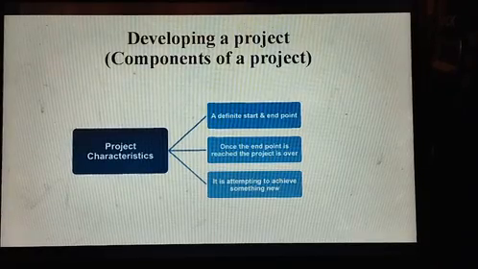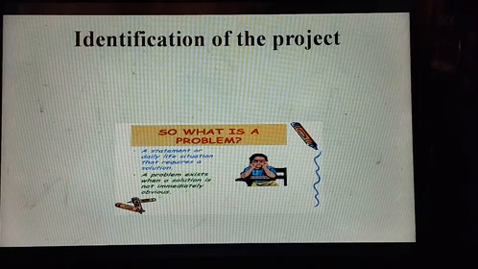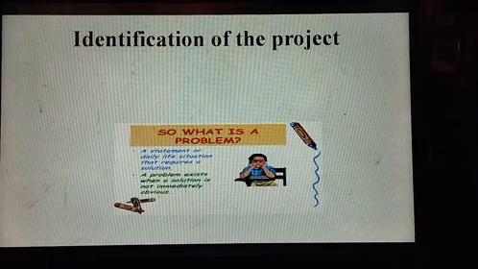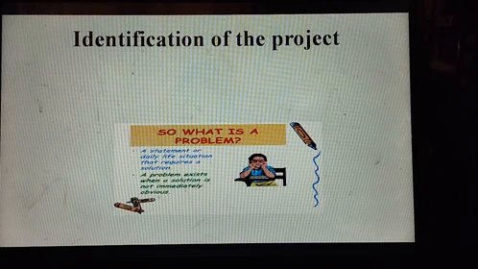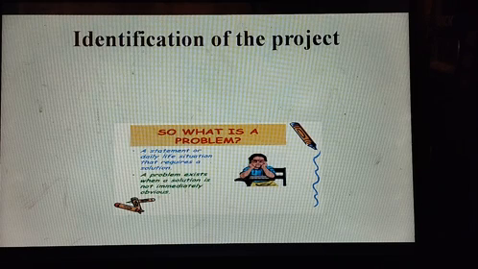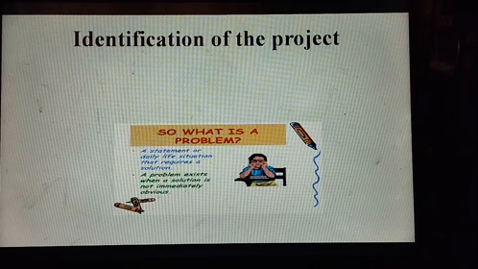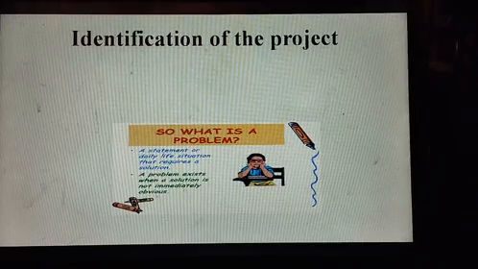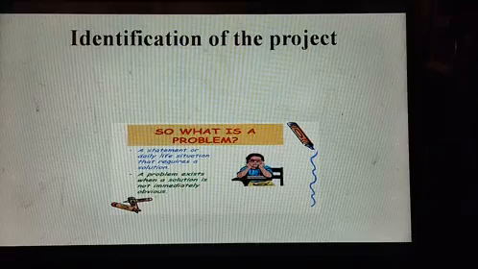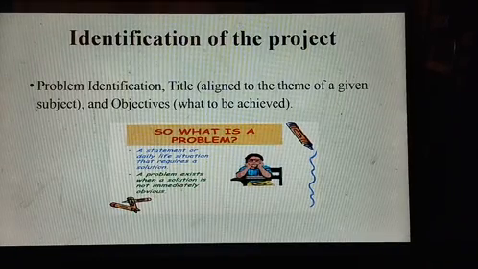So now we can see our components in detail. In other words, to develop a project, we must know how to identify a given problem. We come up with a project after identifying the problem. It is the problem first. From the problem is where we come up with a project. So we have our first component, which we are calling the identification of a project, and this one involves problem identification.